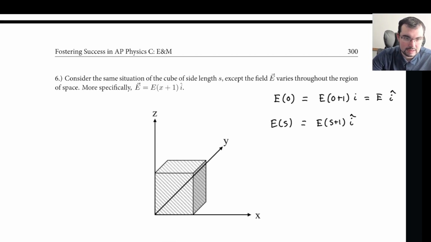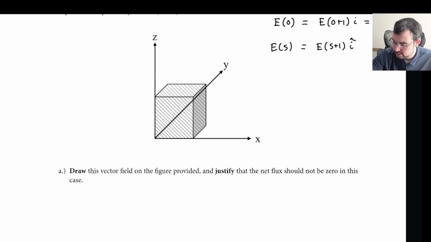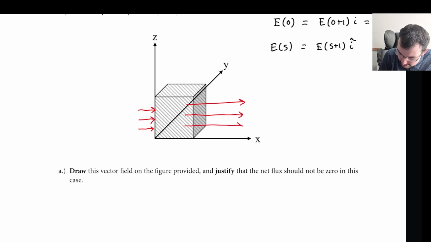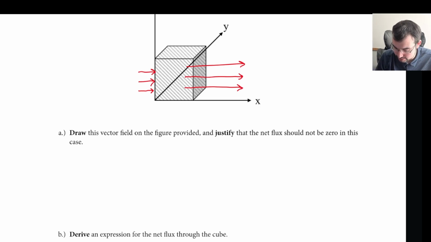So we see that our field is actually going to be increasing because we have E, and then we have E times s plus 1. So again, this is where we get our original field, so we're just adding on to that. So if we draw this, maybe we could show a small field is going to enter, and a larger field is going to exit. So, to justify that the net flux should not be 0 for this cube.